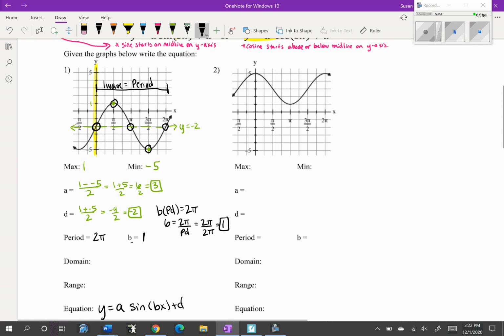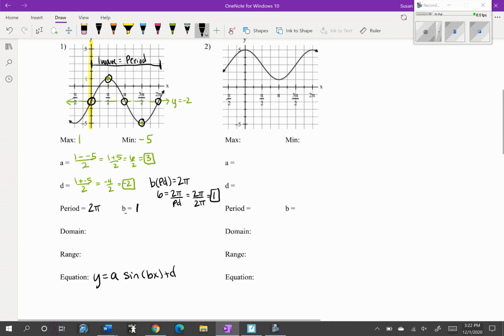And with that, now I can write my equation. So notice the sine graph goes up instead of down first. If it went down, then we would need to have a reflection with my a value. But since it is going up, we do not. So we have 3 for my a value, and it's positive because the graph goes up, times the sine of b, which is 1, so you don't have to write that 1. So the sine of x, and my d value is -2. So that would be my equation.